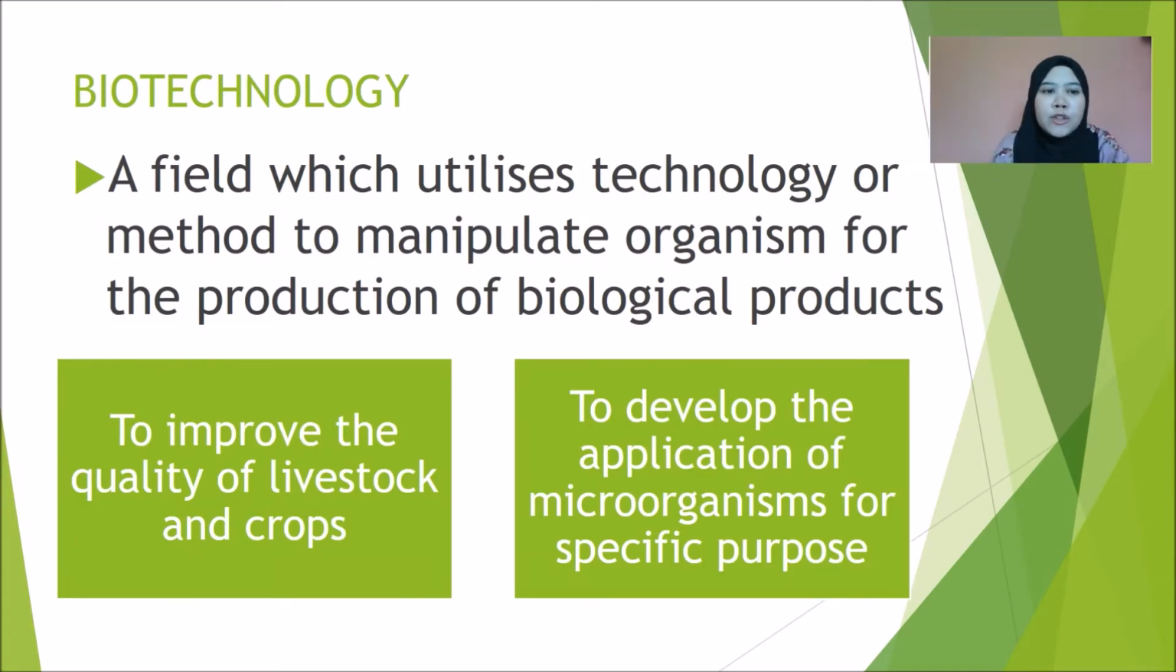So, what is the definition of biotechnology? It is a field of biology which utilizes technology or method to manipulate organisms for the production of biological products. The aims of biotechnology is to improve the quality of livestock and crops. So, if we produce a new quality of crops, so it is a biotechnology. Other than that, biotechnology also aims to develop the application of microorganisms for specific purpose. Biotechnology also using a living organism for specific purpose.